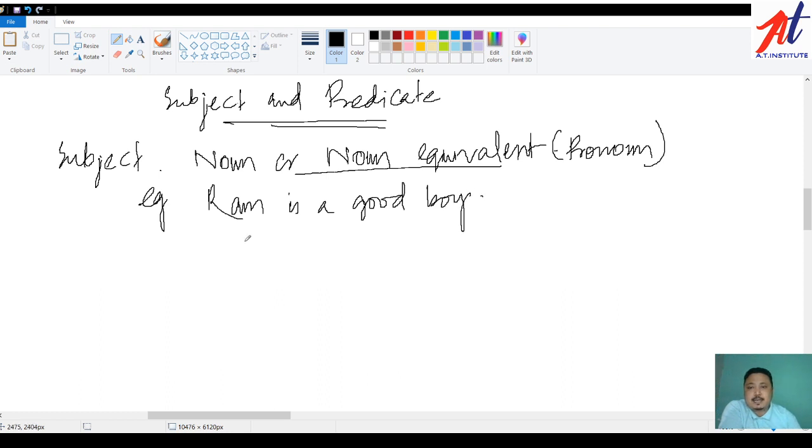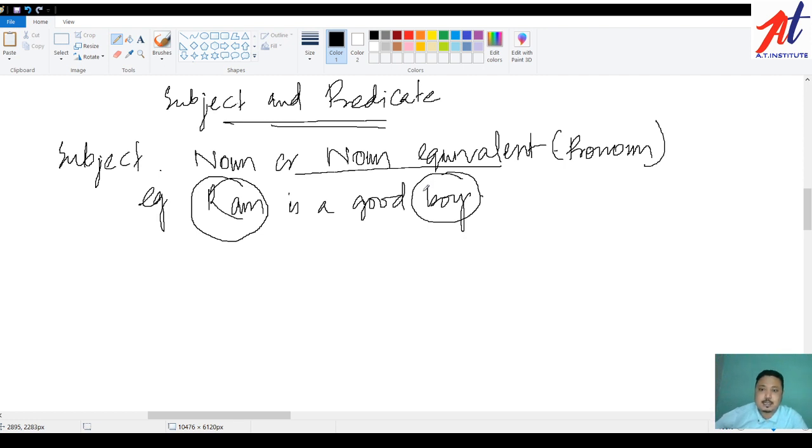Now, you can see that in this sentence we have two nouns. First one is Ram and second one is boy. So, either Ram is a subject or boy is a subject. Okay. So, basically the definition of subject says that a subject is a noun or noun equivalent about which the whole sentence is. You can see that किसका बारे पे पूरा sentence बोला जा रहा है.